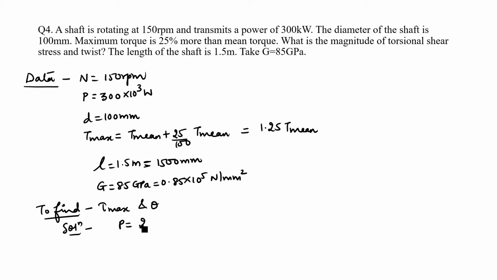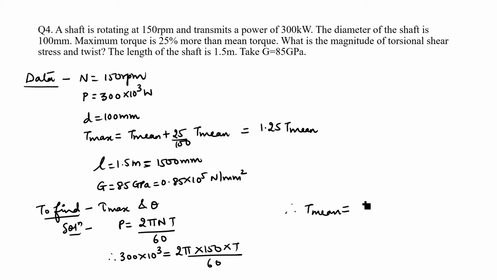Now, for solving this, we can start with the formula of power. P is equal to 2 pi nT upon 60. The value of P is 300 into 10 raised to 3, equal to 2 pi into 150 into T upon 60. When I solve this, I get the value of T, which is T mean, as 19.098 into 10 raised to 3 Newton meter, which will be 19.098 into 10 raised to 6 Newton mm. Now this is T mean.